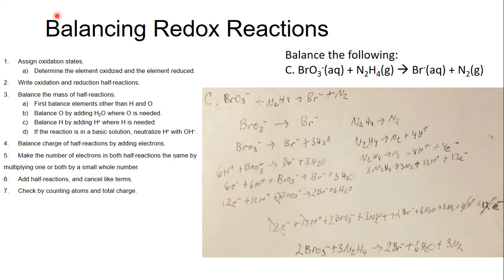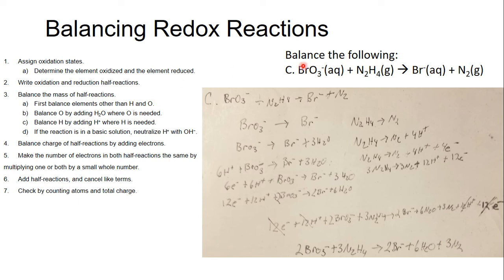And we start with redox reactions. Now, we've talked about redox reactions previously in general chemistry. Now we're going to look at how we balance redox equations. And we have a whole formula here that will help us do that. So the first one is just to decide the oxidation states.